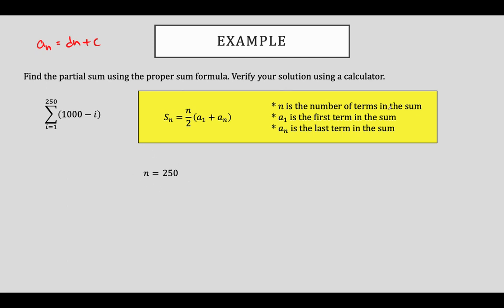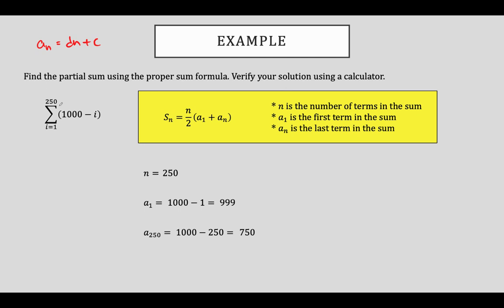Again, the number of terms in the sum. Next, a1. a1 is the first term in the sum. Well, this sum begins at i equals 1. To find the first term in the sum, we would plug in 1 for i, giving us 1000 minus 1, which is 999. And finally, we need to know the last term in the sum. What do we get for the 250th term of the sum? Well, for the last term, we would plug in 250. That would be 1000 minus 250, which gives me 750 for the last term in the sum.